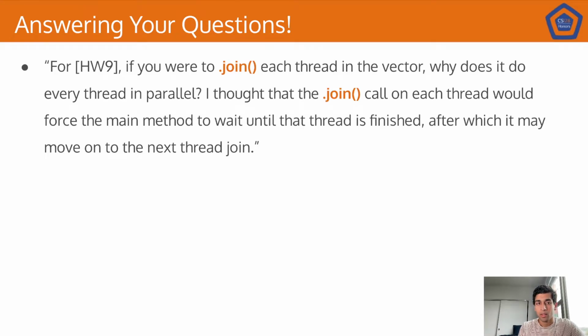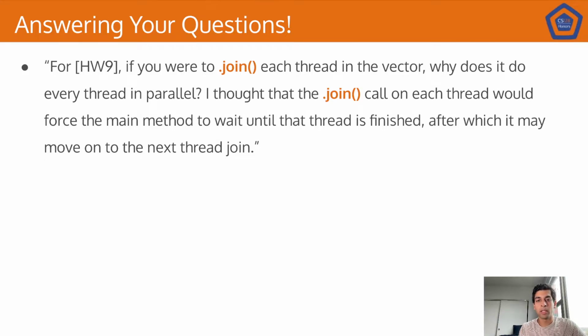Okay. So for homework 9, if we were to join each thread in a vector, so we have a vector of join handles and we want to call join on each handle, why does it run every thread in parallel? Good question. I thought the join call would call on each thread and force the main method to wait until the thread is finished, which then may move on to the next thread.